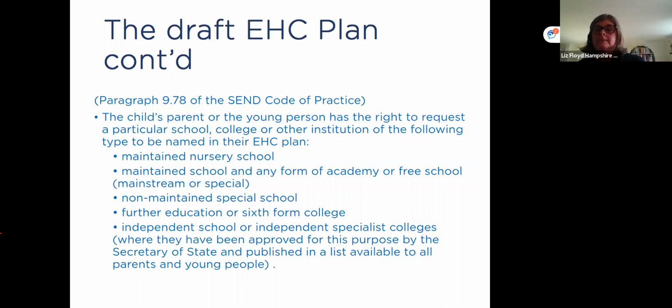Yeah. And also, if the school is named in the plan, and they agree that it's the nearest suitable school, then you will get transport automatically. Oh, let me just process that one. You process. Yes. And the emphasis on the words nearest suitable.